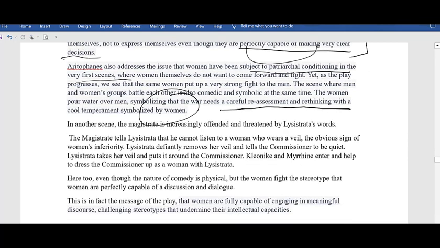In another scene, the magistrate is increasingly offended and threatened by Lysistrata's words, and he is abusive. He constantly keeps saying that we've been giving too many liberties to women. And the magistrate tells Lysistrata that he cannot listen to a woman who wears a veil. And this is an obvious sign of women's inferiority. Lysistrata removes her veil and ties it around the magistrate, which again, as I said before in my discussion of the question paper, changes the power equation, it subverts the power equation.